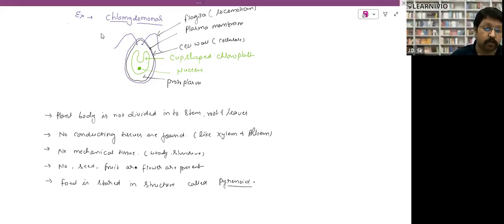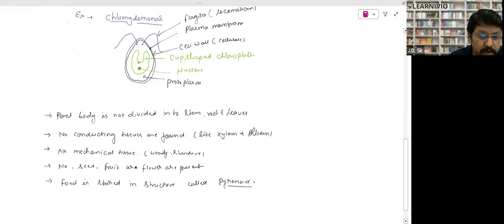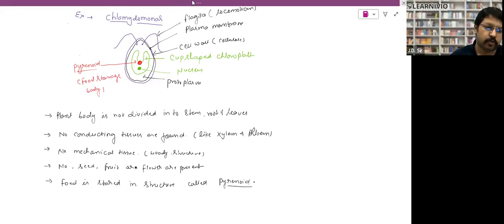Where is the pyrenoid found? That is the question, so let me tell you. Basically, pyrenoids are found inside the chloroplast as a sunken structure, right? Like our face has eyes, which are sunken structures in our face, deep inside. Structures like these are called pyrenoids, and they are found sunken inside the chloroplast. So this is called pyrenoid, and it's a food storage body.